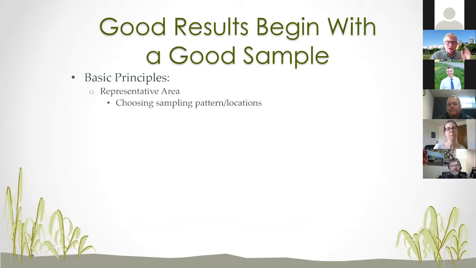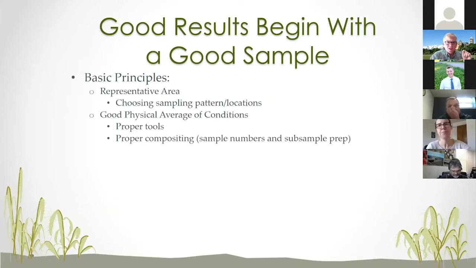So the first area we'll talk about is looking for representative areas to sample and settling in on our sampling pattern and locations. The other major basic principle is getting good physical averages of conditions, using the proper tools, the proper compositing, and not only getting the right number of samples in the composite, but then doing adequate, proper subsample preparation for laboratory submission, cleaning, minimizing cross-contamination as we take samples across a field and so forth.